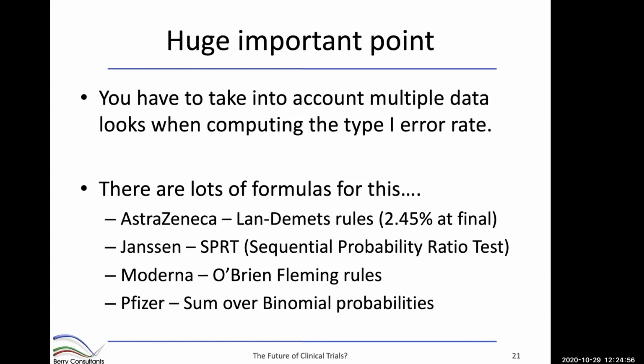A very important point is that in order to verify that we have that 2.5% type 1 error control, you have to take into account that they've made multiple looks at the data. And there are lots of different formulas for this. Ironically, each one of these trials uses a different kind of calculation. They're all very related calculations. So they differ in the details, but they all demonstrate that they control the error rate, even accounting for the fact that they've looked multiple times.